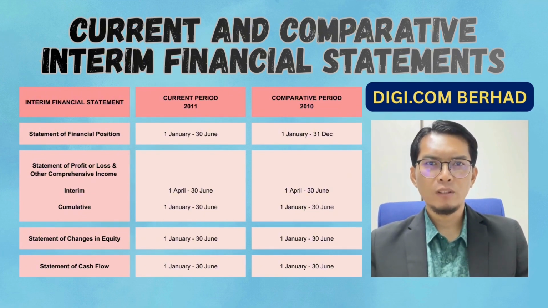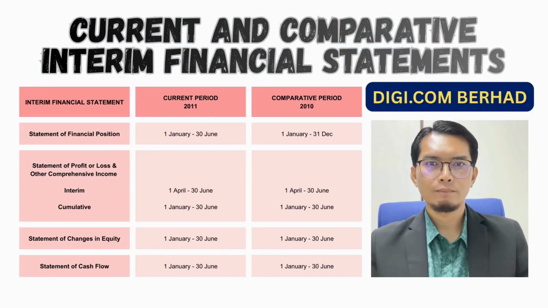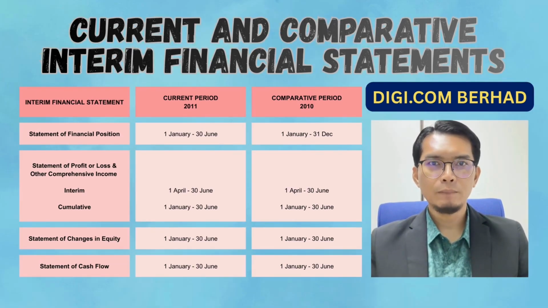For the statement of profit or loss and other comprehensive income, we have two types of interims. The first one is the interim that covers only the second quarter, from 1st April to 30th June, while the other one, the cumulative, covers from 1st January to 30th June. Both of these are compared against the same period from the previous year.